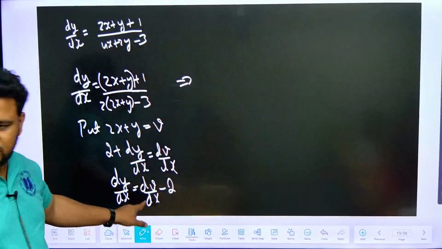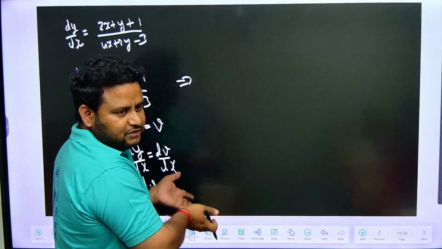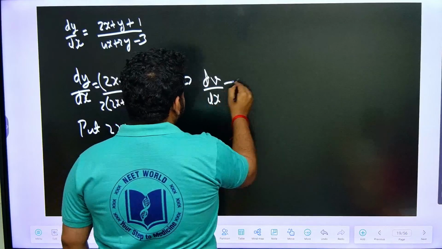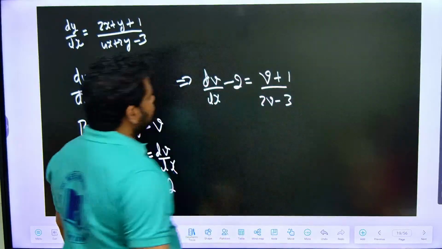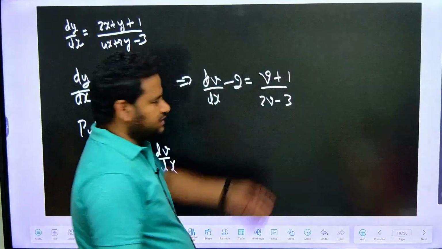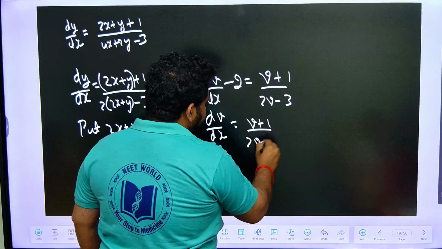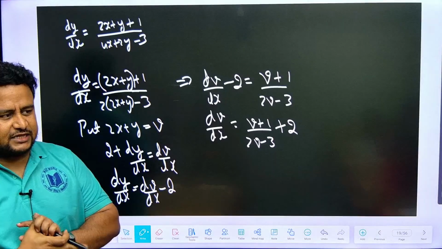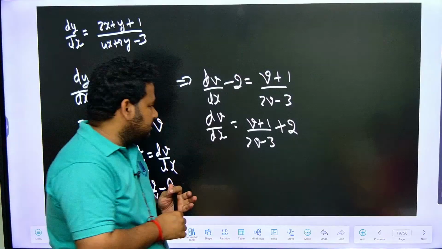Now this equation will become, instead of dy by dx, I should put dv by dx minus 2. This is the IPE form; we are doing almost only IPE questions. So dv by dx minus 2 is equal to v plus 1 by 2v minus 3. If I send this to that side, dv by dx is equal to v plus 1 by 2v minus 3 plus 2. Correct? Understanding, Siri, Sravanti, Vaishnavi, Saiti, all of you awake, right? Nikhil, focusing. Harsha, getting it?